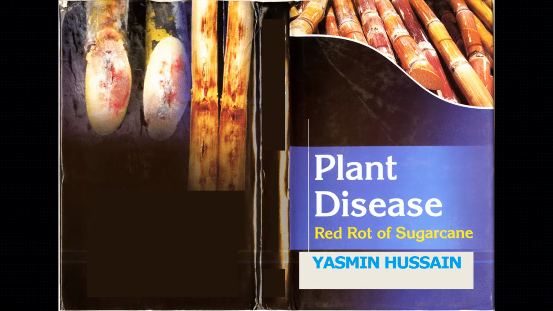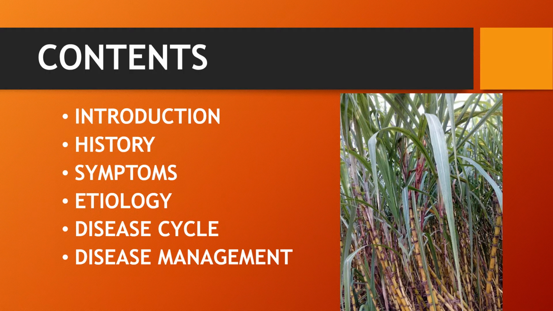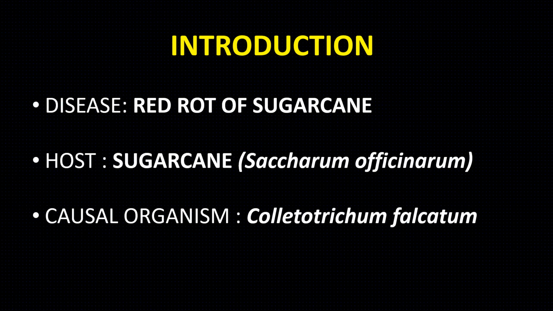Hello students, today we will be studying a plant disease, that is red rot of sugarcane. It is a very serious and destructive disease of sugarcane. The contents which we will be dealing with in today's topic include the introduction of the disease, history, symptoms, etiology, the disease cycle, and some of the control measures for disease management.